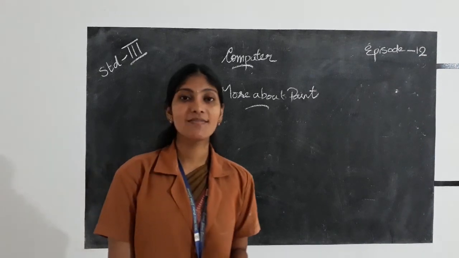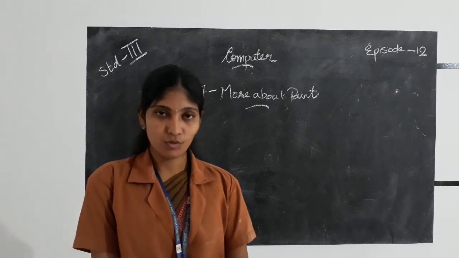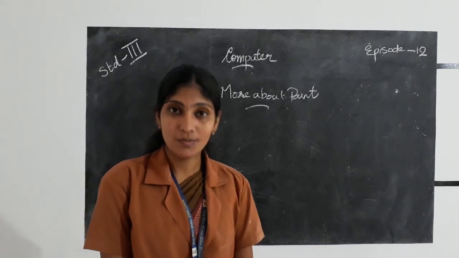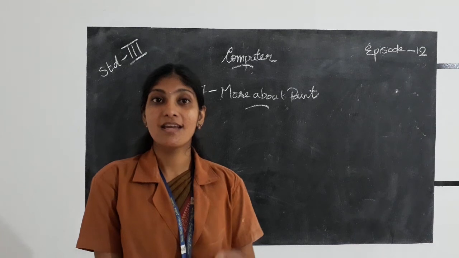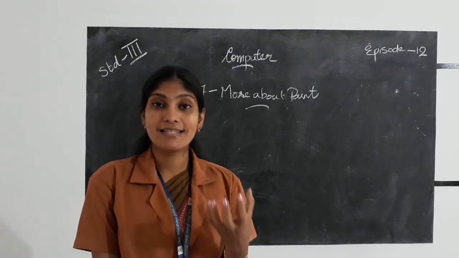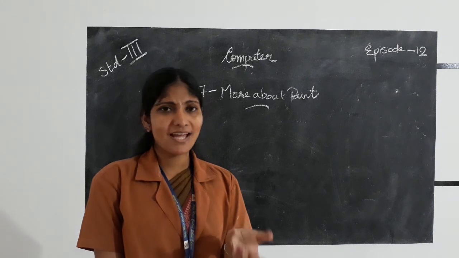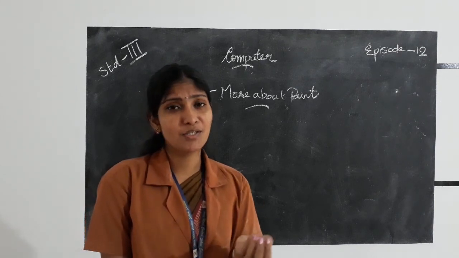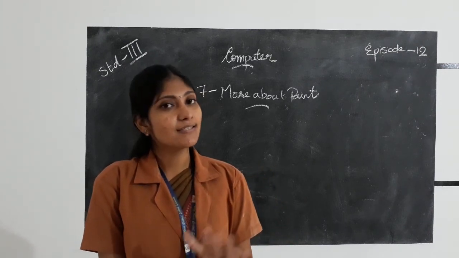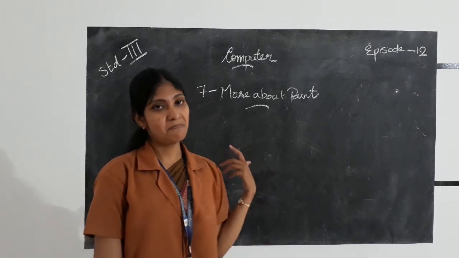In our last class we discussed the things present in Paint software: how to open Paint, what components are present in Paint, how to start Paint, and how to draw a picture in Paint. Then we discussed some of the tools like the pencil tool, eraser tool, magnifier, color picker tool, and fill with color tool. There are different types of tools present in the Paint software, and we discussed all about it. So today we have to learn more about the Paint software.